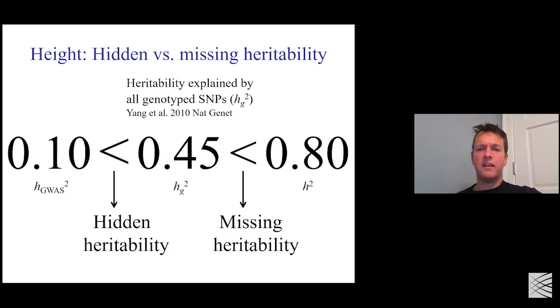And then on the other hand, there's heritability that's still missing, which is this gap between 0.45 and 0.8. Although, as I said a moment ago, maybe it's really a gap between 0.45 and 0.6, if we believe 0.6 for height now. And that's heritability that's still missing, and we don't currently have an explanation for it.